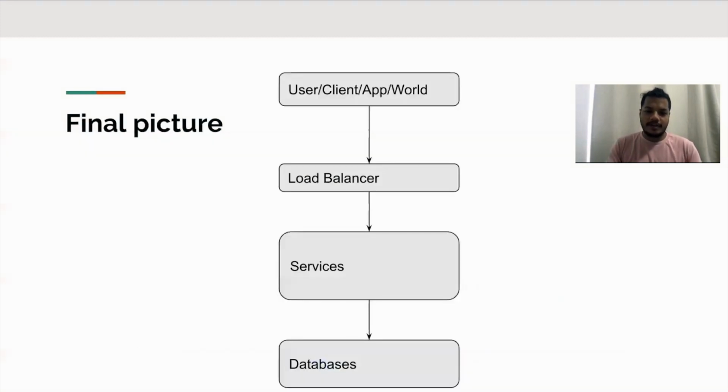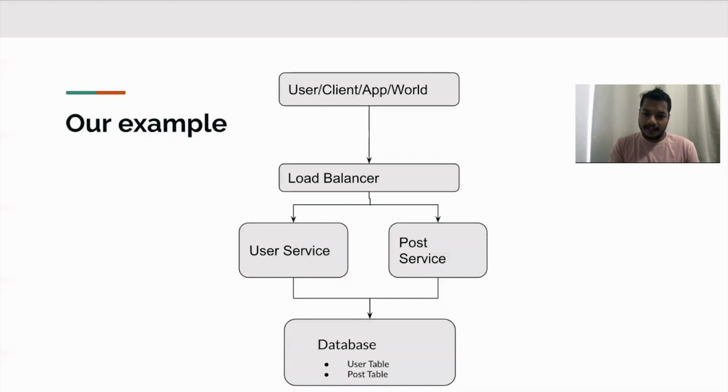So this is what the final picture looks like until now. The first box contains the user, client, app, world, basically anything outside the system, right? The first layer in our system is the load balancer, like we discussed. The second layer is the stateless services, which is our services. And the third layer is the databases, our stateful services.